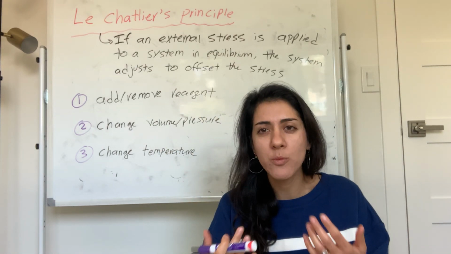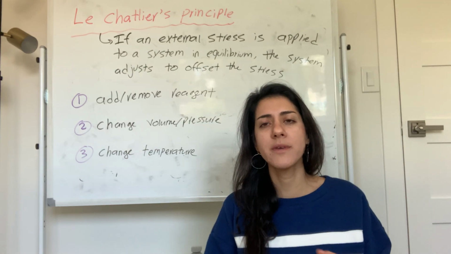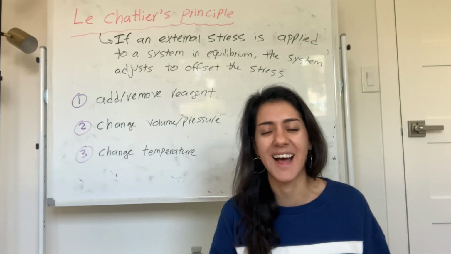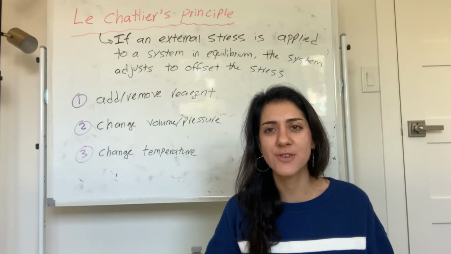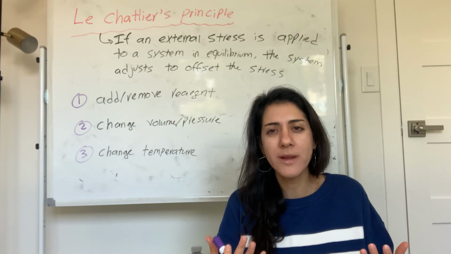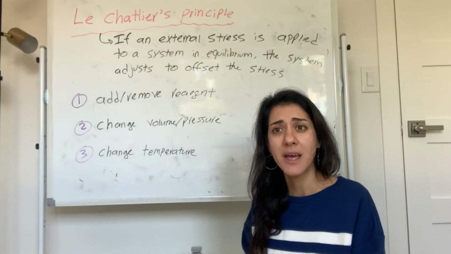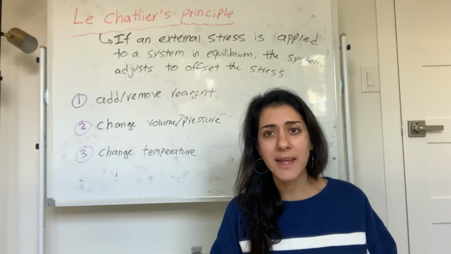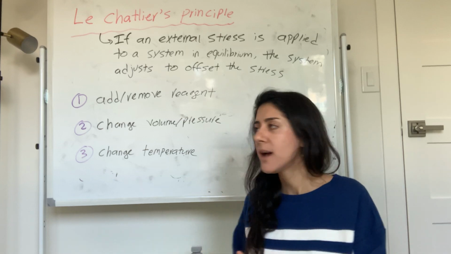That's kind of like what we do, right? If we have our normal life, and something happens that adds stress to us, like taking chemistry class, what do you do? You adjust to offset the stress and go back to normal, right? So if this is what we do when we are challenged in life, that's exactly the same thing that a reaction in equilibrium would do. If a stress is added, it would have to adjust to go back to what it was.